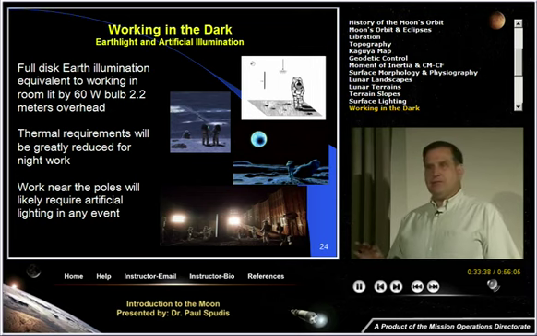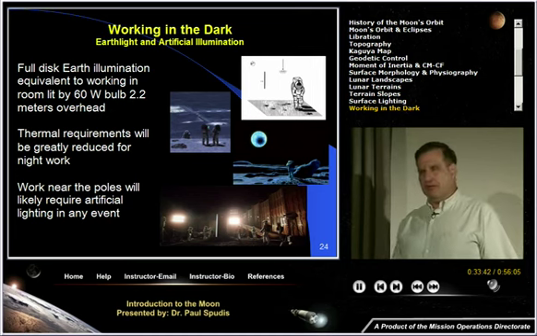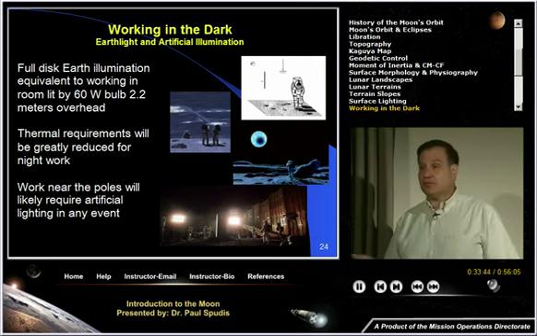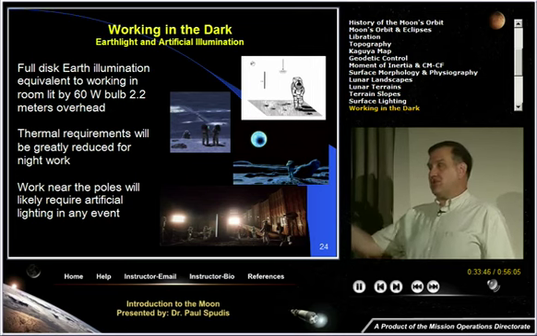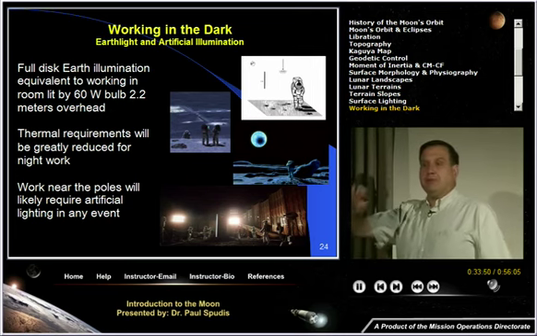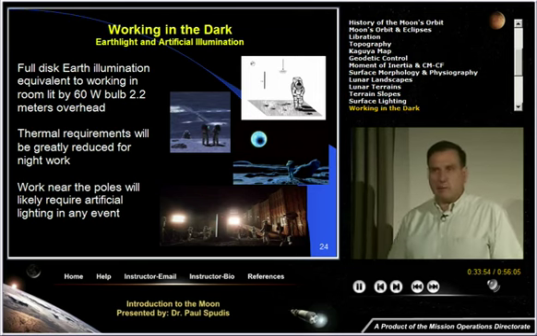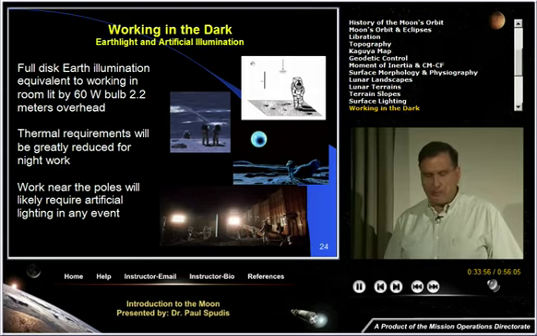Now, if you're at the poles and you're in permanently dark areas, there's no illumination there at all. The only light that you get is from starlight and from the occasional peak that you can see nearby, like the rim of a crater or a mountain that's outside your cold trap. Work in those areas is going to require artificial lighting, so we're going to have to be prepared for that eventuality.